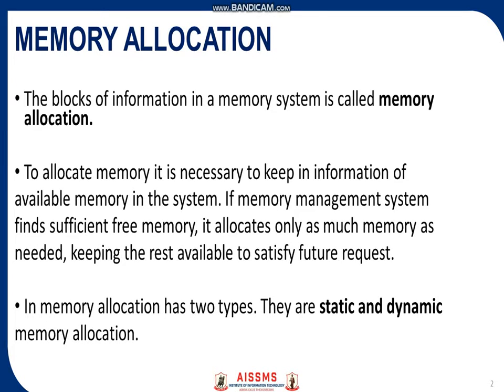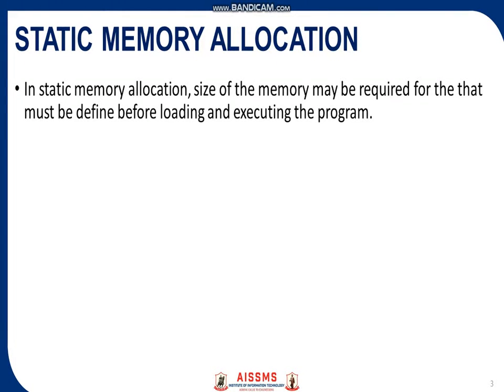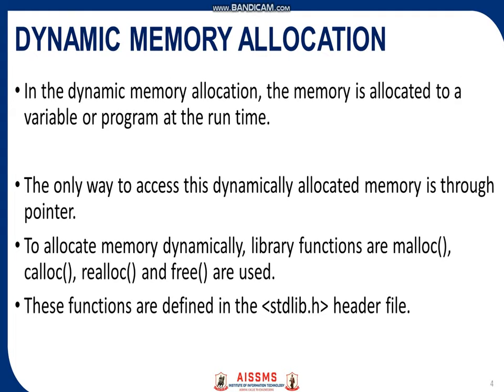In memory allocation, there are two types. One is static and the second one is dynamic memory allocation. Static memory allocation: the size of memory required must be defined before loading and executing the program. So you have to initialize that memory in the program only. In case of dynamic memory allocation, the memory is allocated to a variable or program at runtime.